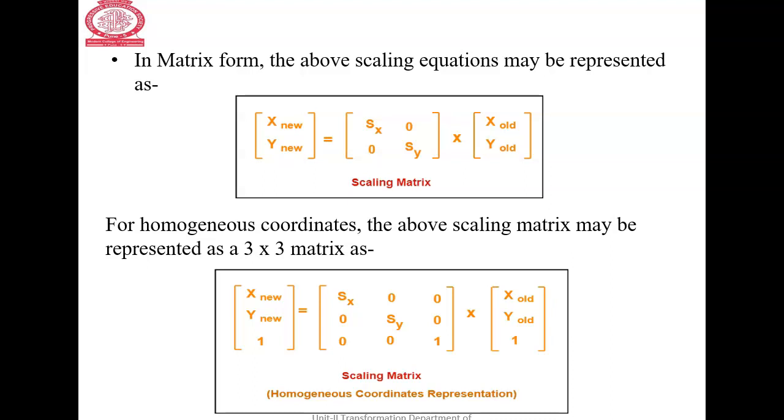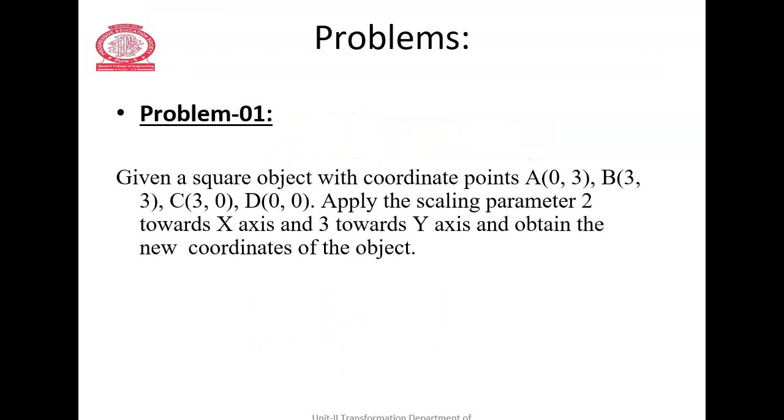Now, if you want to convert the same matrix equation to homogeneous coordinates, the above scaling matrix may be represented as a 3 by 3 matrix, where you add one more coordinate, which will become x new, y new, and 1. The matrix will become Sx, Sy, and the last one will be considered as 1, multiplied with x old, y old, and 1. This is just to convert the above equation into a homogeneous coordinate system.